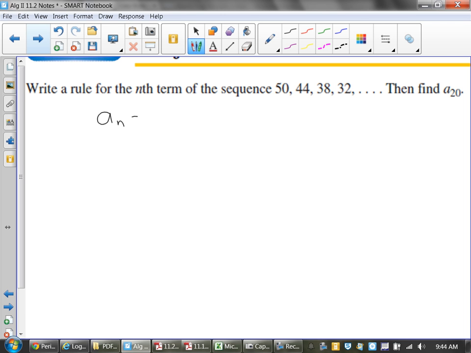So a sub n is equal to the first term plus n minus 1 times d. What's the first term? 50. And what's your common difference? Negative 6. Okay.